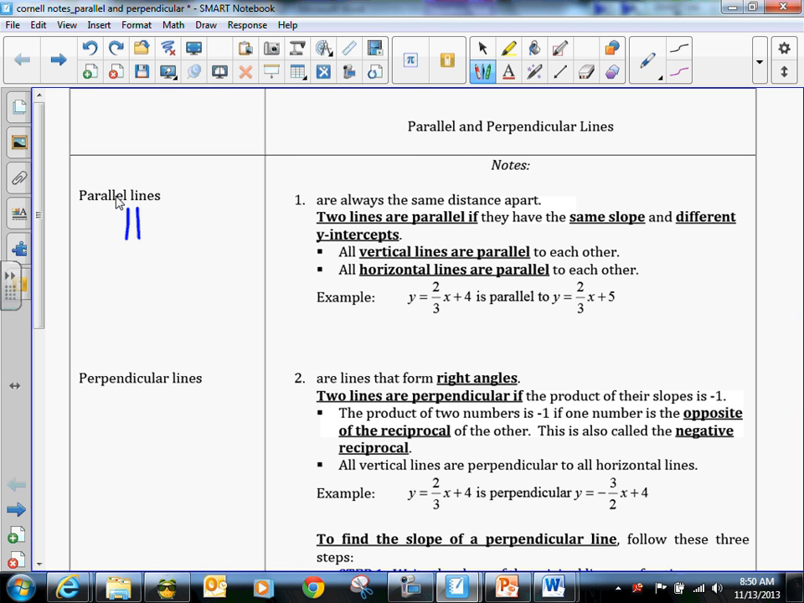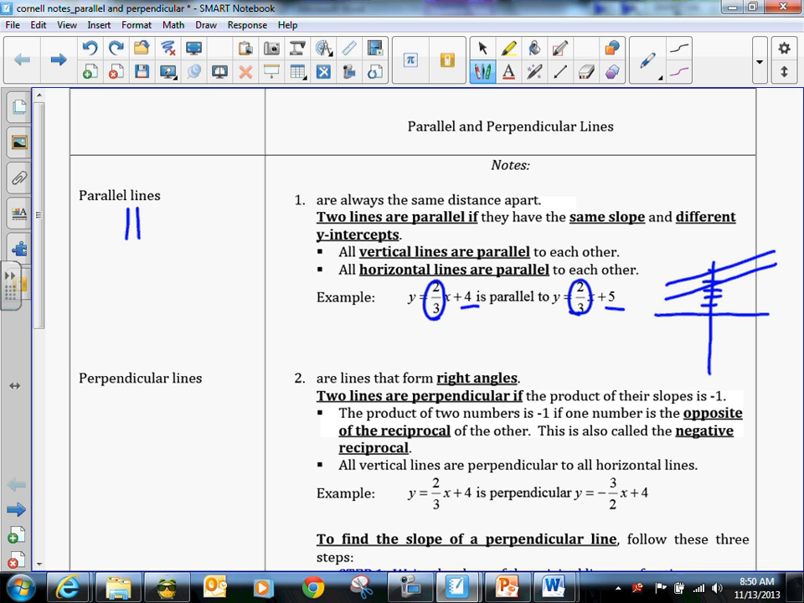Two lines are parallel if they have the same slope and different y-intercepts. So vertical lines are parallel to each other, horizontal lines are parallel to each other. Okay, an example, here we have the exact same slope on both of these equations. The only difference is their y-intercept has changed. So if we were graphing this, I'm not saying that you have to. Here would be the y-intercept of 4, approximately 2/3 of the slope. Here would be the y-intercept of 5, same slope of 2/3.